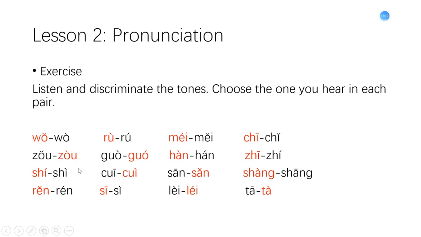And for the fourth tone, like zhou, cui, ru. Okay, so this is a suddenly falling tone. Make it suddenly come down. So the beginning point of the fourth tone is as high as the first tone, like this one, zhi, and this one, zhou. The beginning point is similar. It's the same as the first tone, and then suddenly make it come down. So like shi, shi. Okay, so these are the key words for the 4 tones.